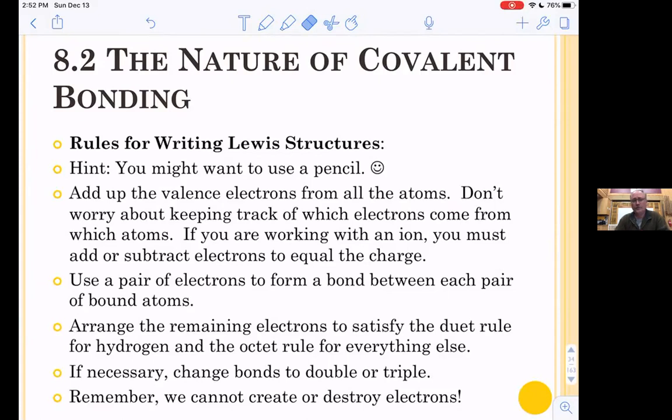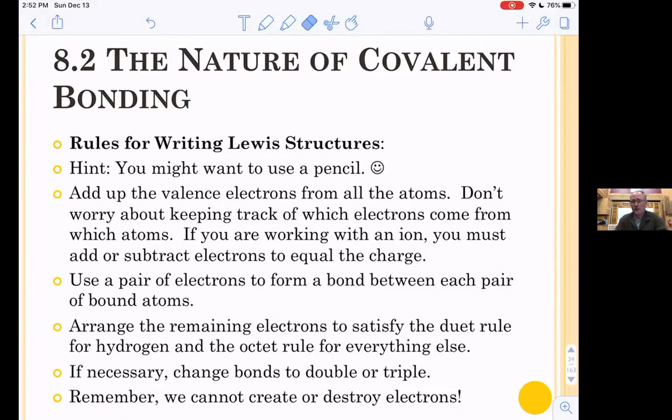So the first thing you do is add up all the valence electrons from the atoms that are involved in the molecule. It doesn't matter where they come from. You don't have to keep track of how many came from carbon or hydrogen or whatever. You just add them all up, get a total. If you're working with an ion, don't forget, if it's positive, you're going to have to take electrons away. If it's negative, you're going to have to give it additional electrons.